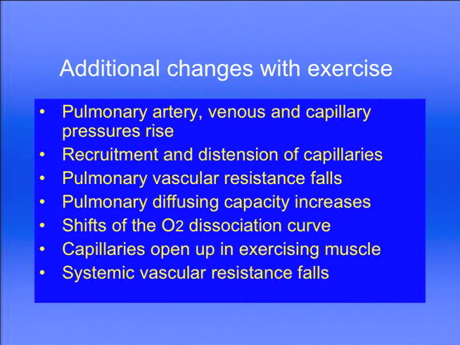The diffusing capacity of the lung increases for two reasons. One is that the area of the blood-gas barrier increases with recruitment and distension of the capillaries, and also the volume of blood in the pulmonary capillaries increases. In terms of blood gas transport, the oxygen dissociation curve is shifted when we come to peripheral muscles. There's a rightward shift caused by the increase in PCO2, hydrogen ion concentration, and temperature in exercising muscle, and that reduces the oxygen affinity for hemoglobin, which allows the blood to unload oxygen more efficiently in the periphery.